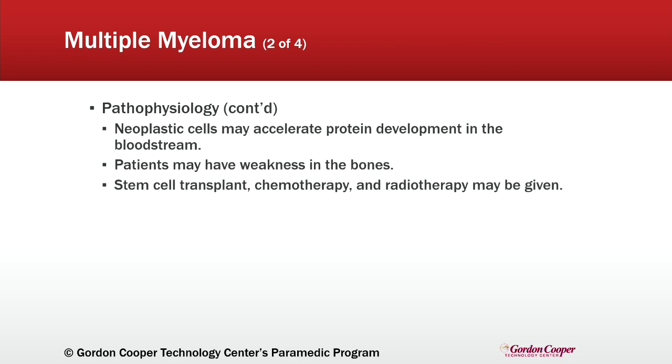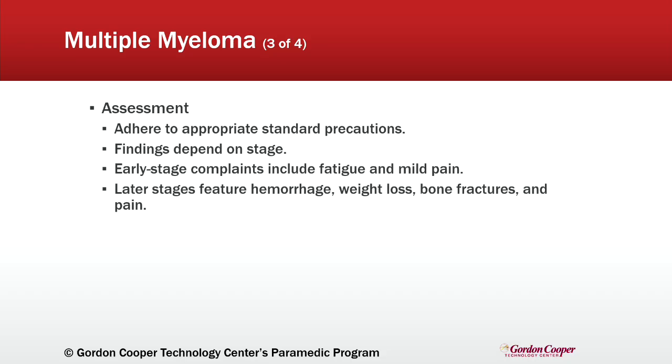With multiple myeloma, the neoplastic cells can also increase protein production in the bloodstream, which can result in organ failure across the board. The disease primarily affects patients over the age of 40. As the disease progresses, patients may experience bone weakness, which can result in spontaneous fractures, and the patients often report pain in the bones and the back. In advanced cases, treatment options may include stem cell transplant, chemotherapy, and even radiotherapy. Radiotherapy. I thought it said radiation therapy.